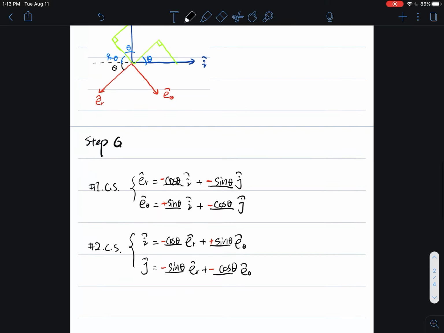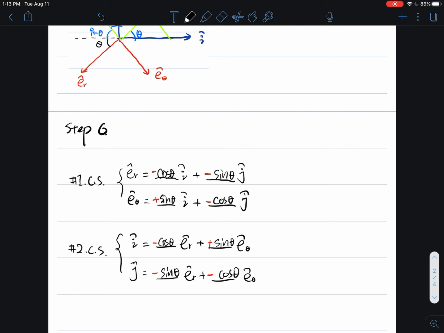Alright, so far at the end of step 6 we figured out the values inside of each blank. Now you should have a complete conversion equation for these two coordinate systems.